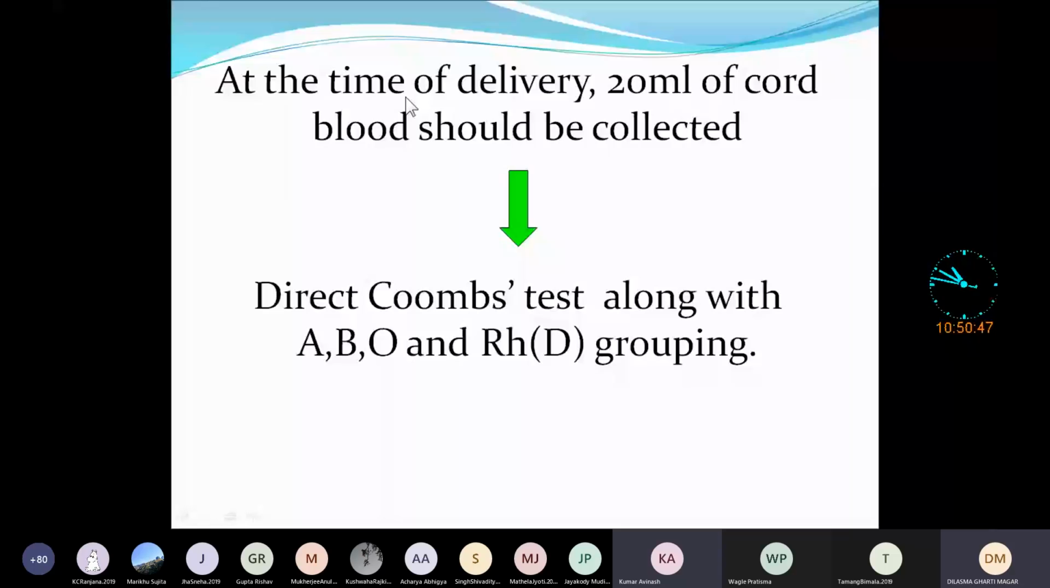Now you see, at the time of delivery 20 ml of blood should be collected. Understood here? 20 ml of the blood should be collected from the cord blood, and then we will do the direct Coombs test, and also the ABO grouping and then the Rh grouping. We want to see which blood group the baby has, and whether the baby is Rh positive or not.